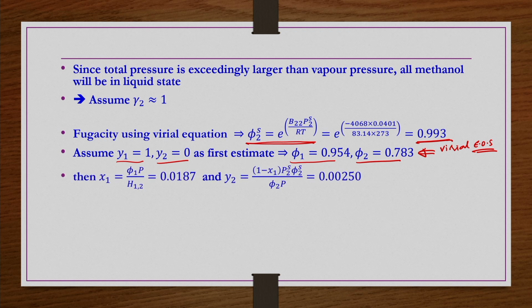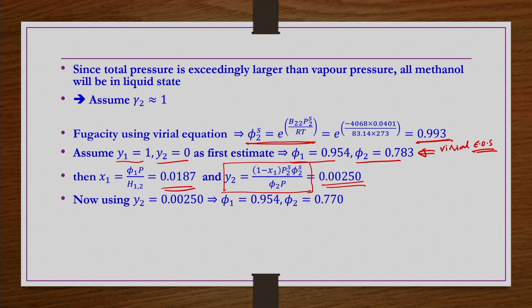So, once we have these things, phi 1 is known. Then x1 you can find out by x1 equals phi 1 p by H12, by the previous relation we have seen in the previous slide, that comes out to be 0.0187. Once x1 is there, you can correct y2 from the modified Raoult's law that we have written in the previous slide, that is y2 equals 1 minus x1 times p2s phi 2s by phi 2 p. So, phi 2s also we calculated. So, y2 is coming out 0.0025, and then 0.0 is not very far, we cannot say it is a converged kind of solution. It has to be further trial, one more trial we have to do.